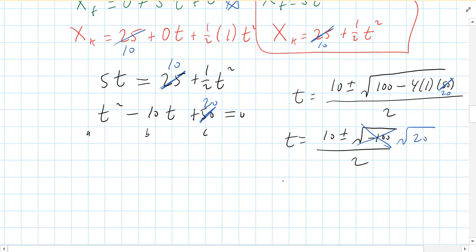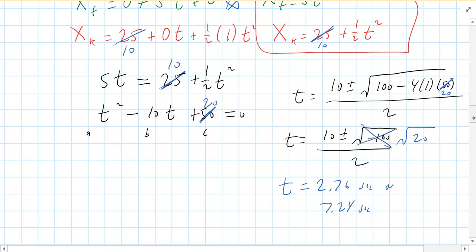Okay, and now with the quadratic equation, you have two solutions. And I believe if you plug your numbers into your calculator, I have these written down, you would get 2.76 seconds or 7.24 seconds. Okay, now what does that mean? Why do we get 2 times?